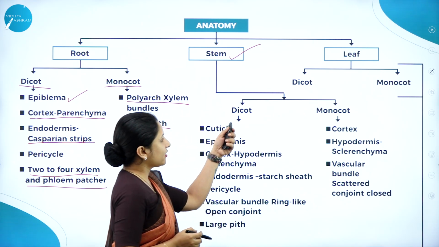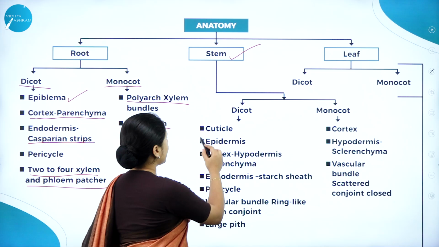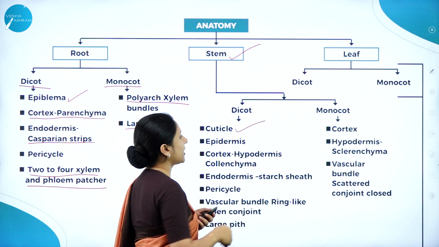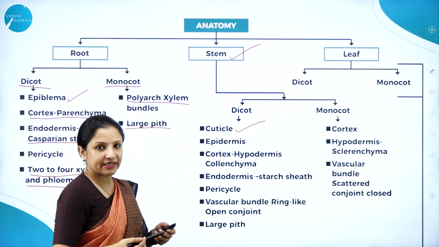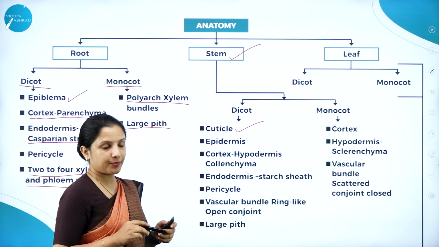So stem in dicot and monocot. In dicot, the stem is covered by an external covering which is present above the epidermis, which is thick and waxy, and it is called cuticle. Below the cuticle is present the epidermis.